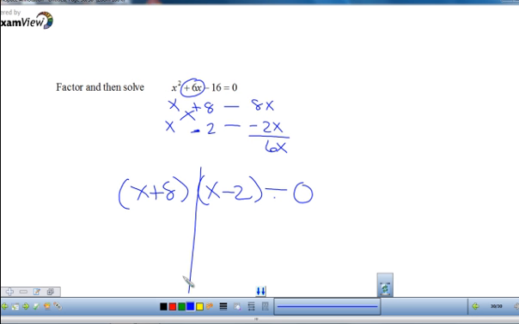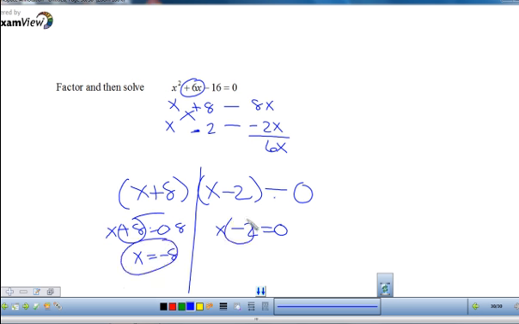So then I use the zero product property. X plus 8 is equal to 0. X minus 2 is equal to 0. So we're going to subtract 8. Then we're going to add 2.